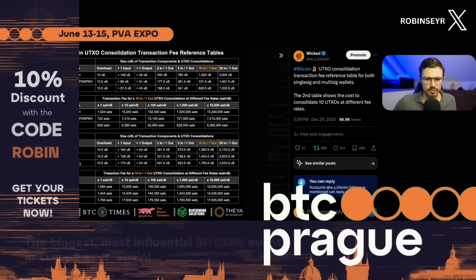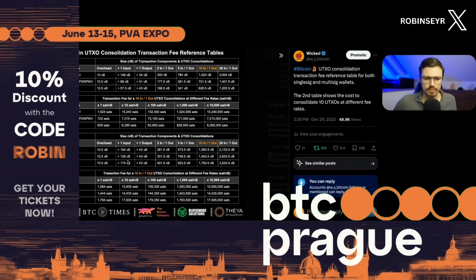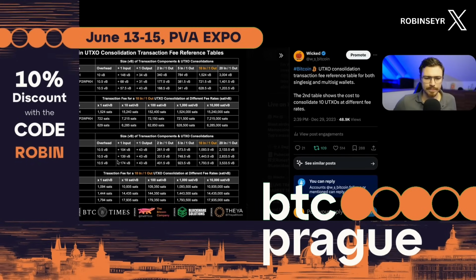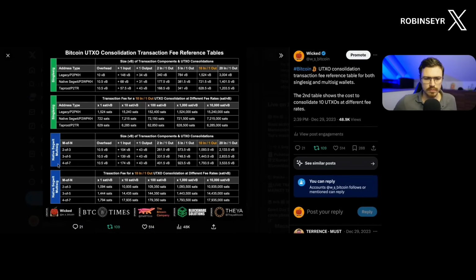And then a 4 of 7, which is not very common, but you can just see that it requires more and more data the larger the multisig gets, the larger the quorum of keys. So just to focus ourselves here, we probably want to compare a single sig with a 2 of 3 multisig, because that's what most people are dealing with.